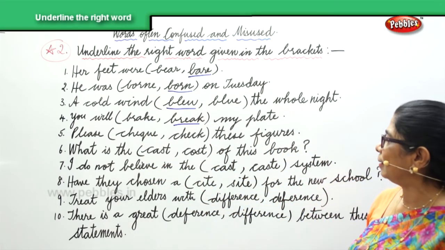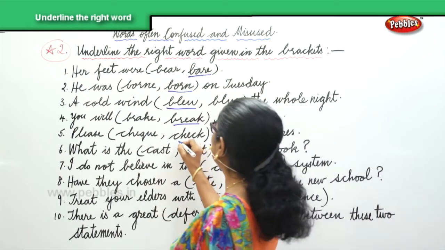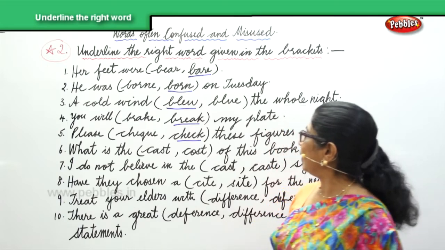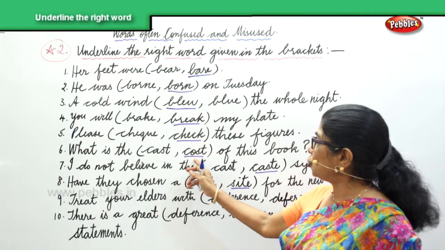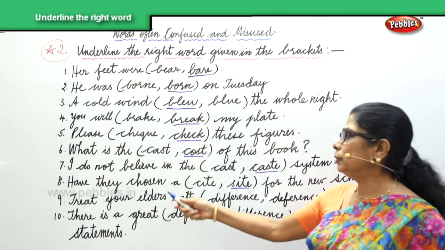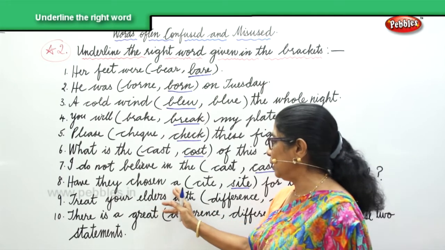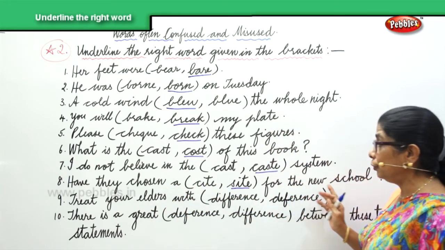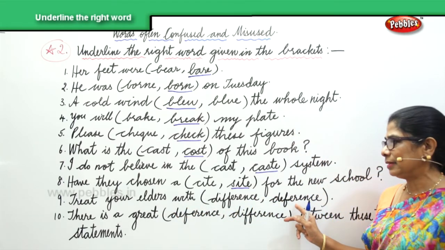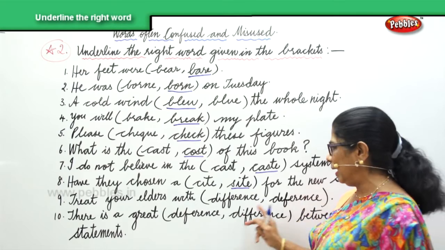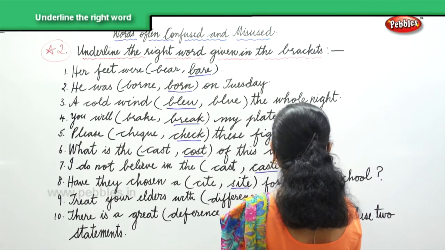Now, please check these figures. Now check. This check is the money. This is checking. Please check these figures. What is the cost of this book? I do not believe in the caste system. Have they chosen a site for the new school? Treat your elders with different deference. Difference, this is white or black. Deference is respect. So treat your elders with deference.